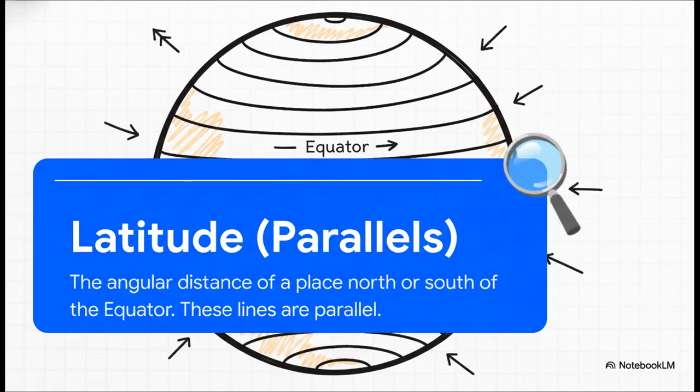Well, at its heart, it's just an angle. It measures in degrees how far north or south a place is from one single starting line, the equator, which sits right at 0 degrees. These lines are also called parallels, and for a good reason. They run parallel to the equator, and they never ever touch.